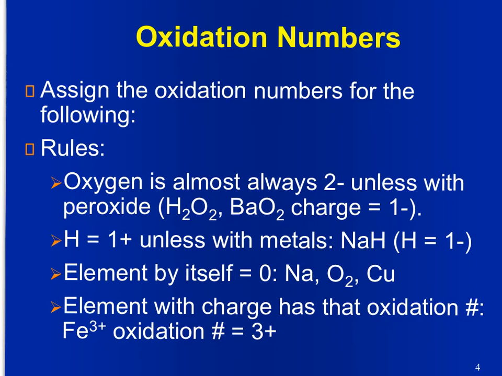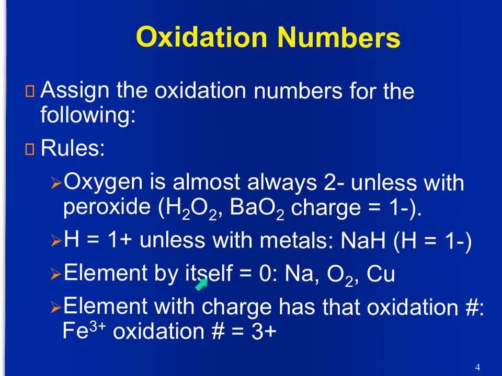So oxidation numbers, we learned about these in first year chemistry. You have to assign the oxidation number or be able to identify the oxidation number in lots of compounds. Oxygen is almost always 2- unless it's in a peroxide. In a peroxide, it's -1 because the hydrogen is a +1. And hydrogen is +1 unless it's with a metal, meaning a metal hydride. Then it is a -1. And I've seen this on an AP test before.